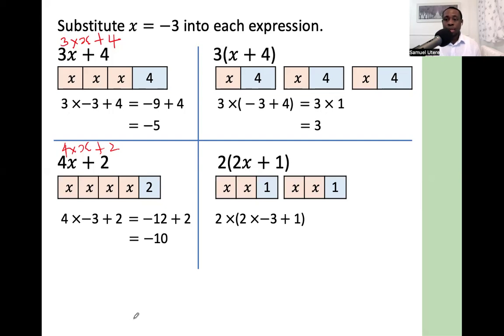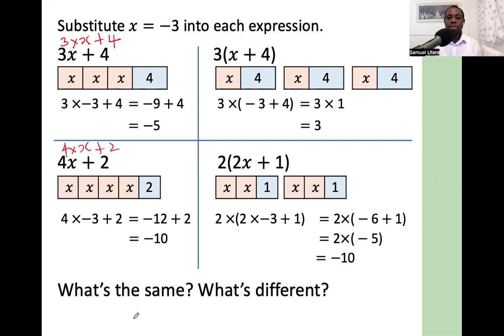Now, you can see that we have brackets. So remember order of operations, BIDMAS. You can go and watch our BIDMAS lesson. We have to do the bracket first. But even within the bracket, we have to do the multiplication first. So that will become 2 times negative 6 add 1. Now, we still have to complete the bracket. So negative 6 add 1, that will be negative 5. And so 2 times negative 5 will be negative 10.